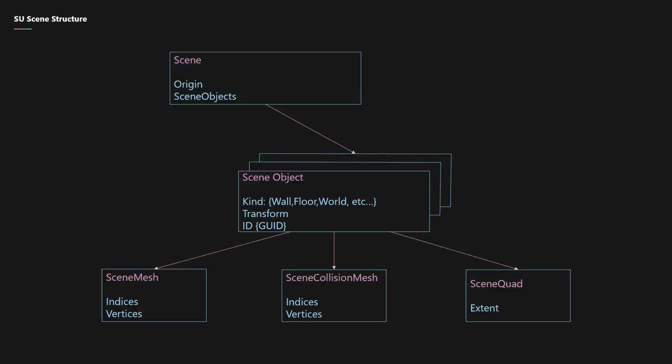So what is this scene object that you get? This diagram illustrates the structure a little bit. At the very top, you have your scene object. This is the root, and it represents the snapshot of your environment. It's comprised of just two things, an origin and a list of scene objects.